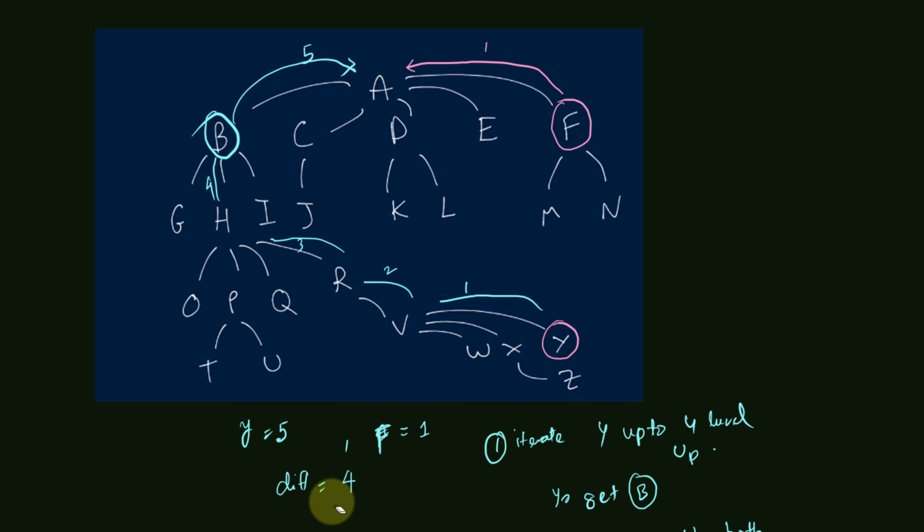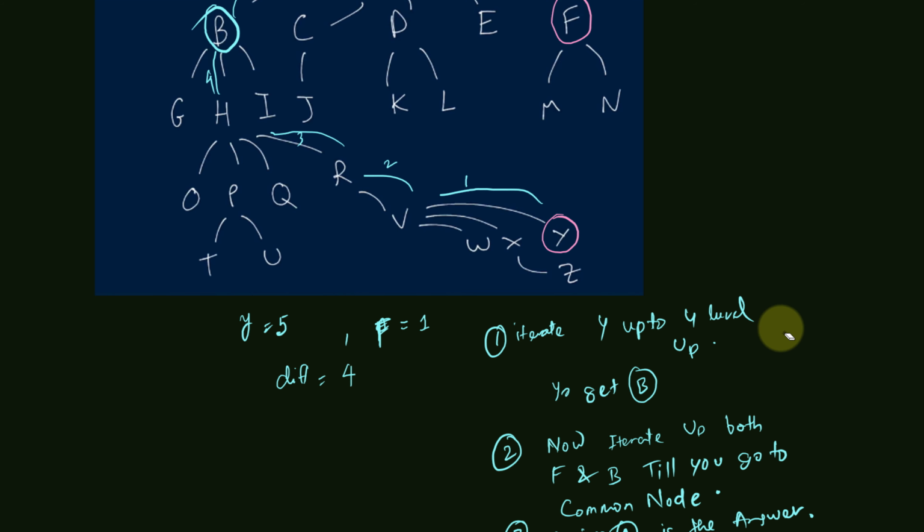The difference is 4. So if the difference is 4, we have to first iterate up from Y till 4 levels. The reason is because Y is the deepest one. Y has the most depth. So from Y I will iterate up. So it is 1, 2, 3 and 4. I will arrive at B.